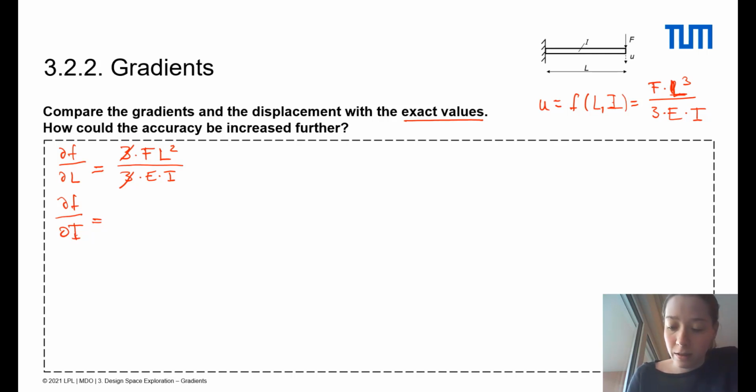which is minus f times L squared over 3E, and then we got I squared. Now we know that we want to compute the gradients at x1, so we plug in the values at x1. F and E are always the same, 10 newtons and the 210 gigapascal.